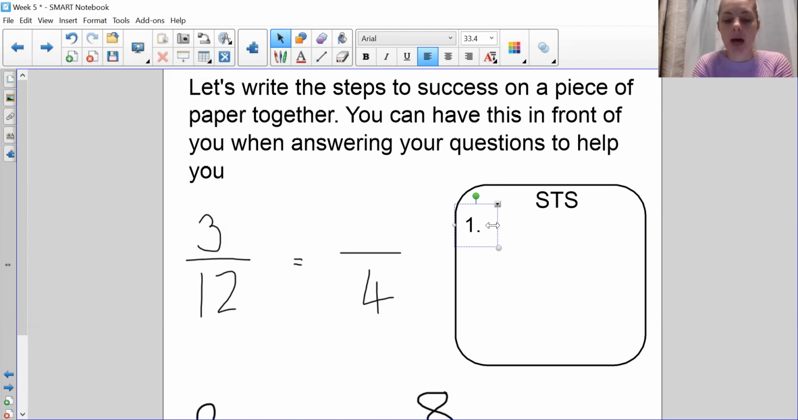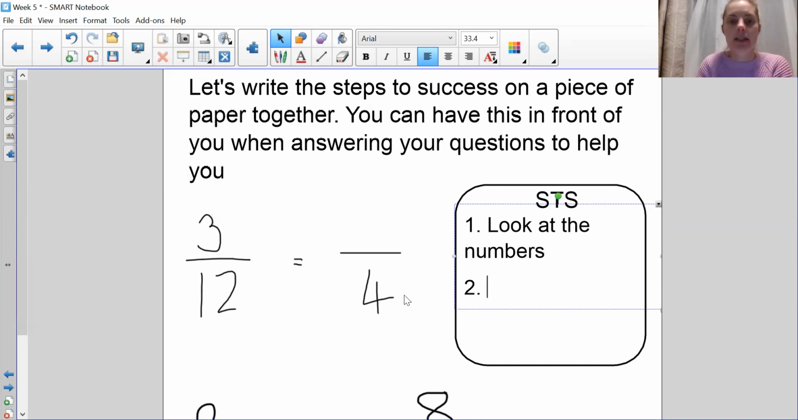Okay, so our first step is obviously going to be look at the numbers. So what that means is if I have these fractions here, I'm going to look at the numbers and see which direction I am going to be moving in. I'm going to be looking at the 12 and the 4 because that has got the most information. So I'm going to look at the numbers and decide which ones I'm going to be looking at. I'm looking at the 12 and the 4.